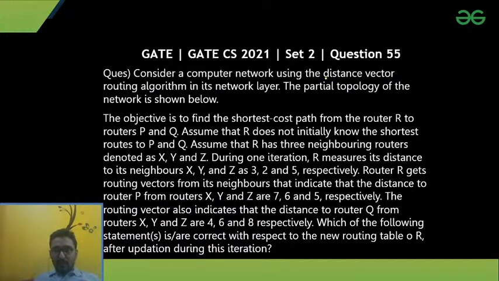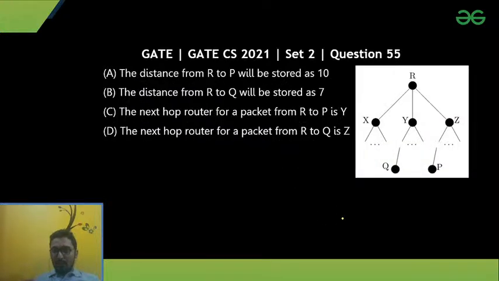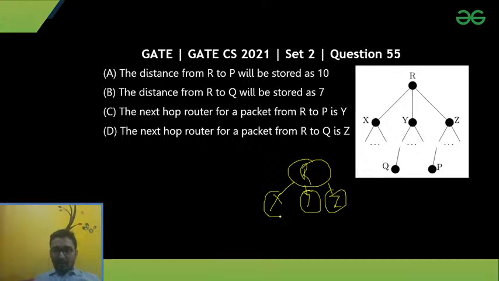So they are giving us that the distance vector routing algorithm is being used. Now the partial topology of the network is shown below. You can see that they are giving a node R, and R is connected with X, Y, and Z. X, Y, and Z are neighbors of R, and they are somehow connected to Q and P. They are not exactly telling us the path, but all three will have some path to Q and P. So this is the topology.